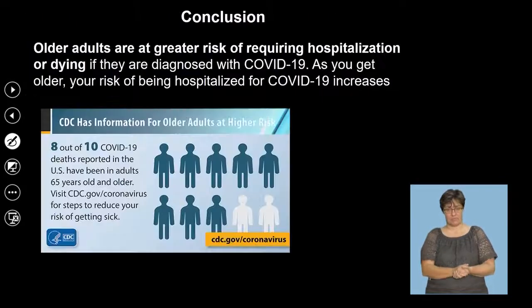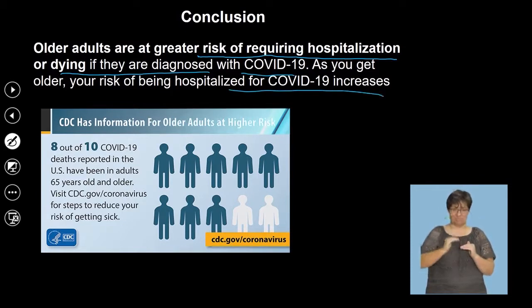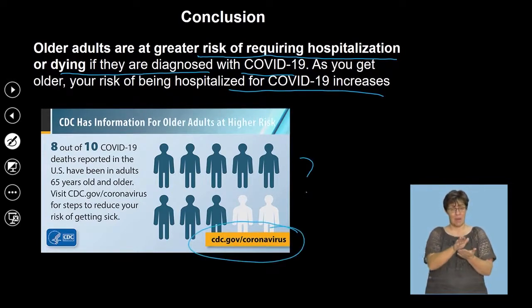Okay, now let's see what it means. All adults are at greater risk of hospitalization or dying if they're diagnosed with COVID-19. As you get older, your risk of being hospitalized or dying from COVID-19 increases, from the statistics. This is very important. This has been published. 8 out of 10 COVID-19 deaths reported in the US have been in adults 65 years and older. That's very important. Can you see?